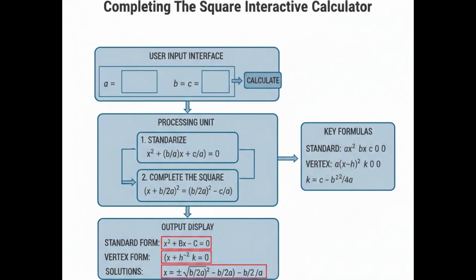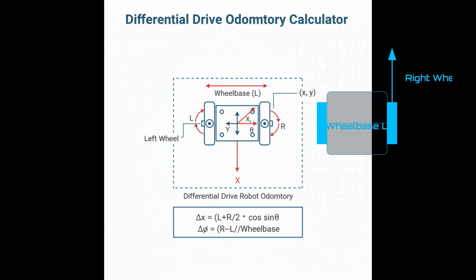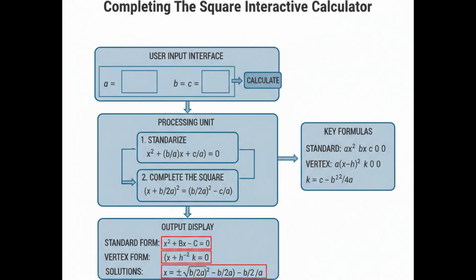First, we have left wheel distance, DL, where you enter how far the left wheel has traveled. Next is right wheel distance, DR, for the right wheel's travel distance. The wheelbase L is the distance between your two wheels. Then we have current X, current Y, and current theta, which represent your robot's starting position and orientation angle.